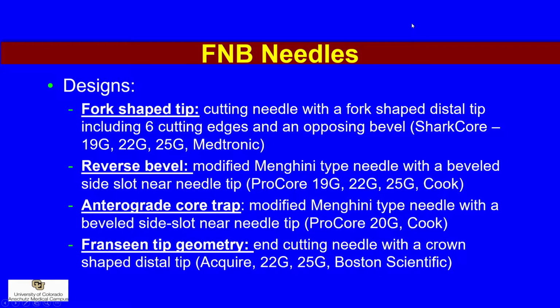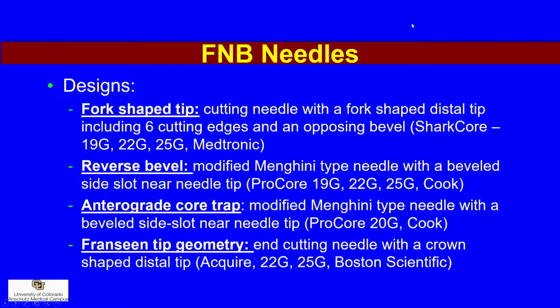So we decided to put all of this together in a systematic review and a network meta-analysis, not to be self-serving with the study that we presented at DDW, but we know that these are all the different types of FNB needles that have been described. There's the fork-shaped tip, the reverse bevel, the anterograde core type, and the Franseen tip type of FNB needle.